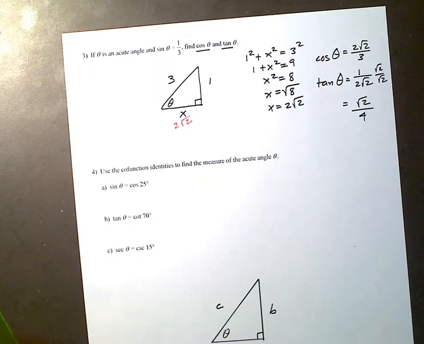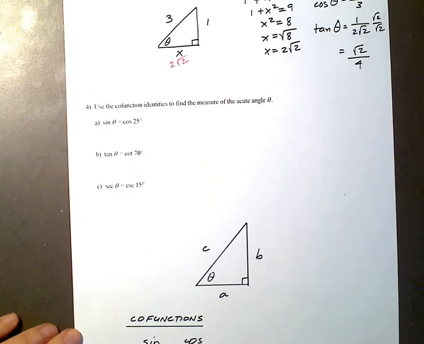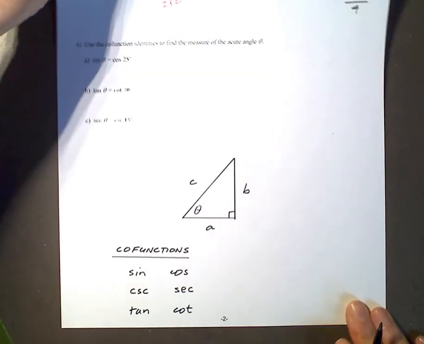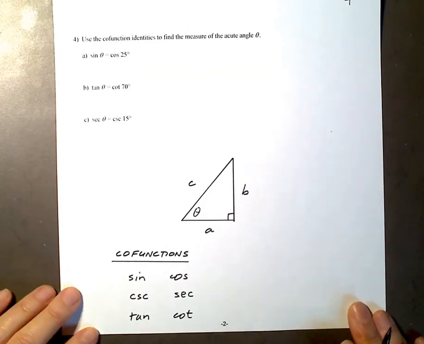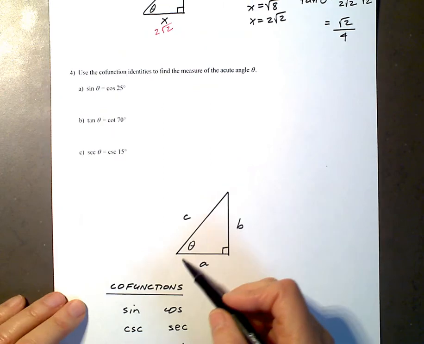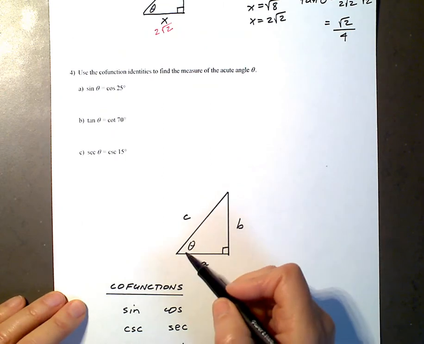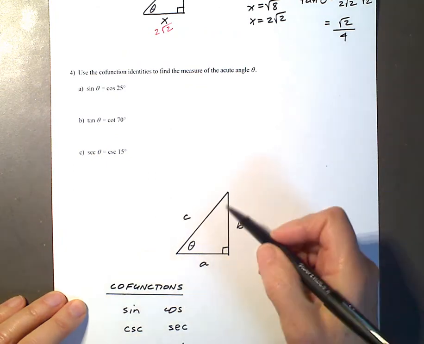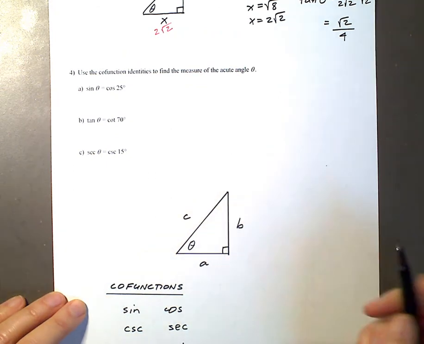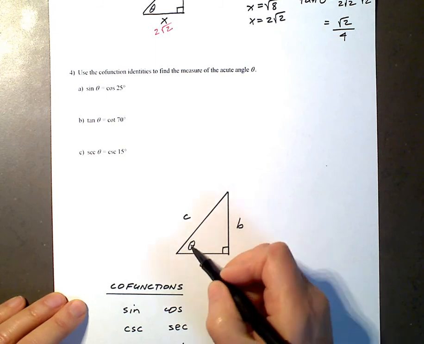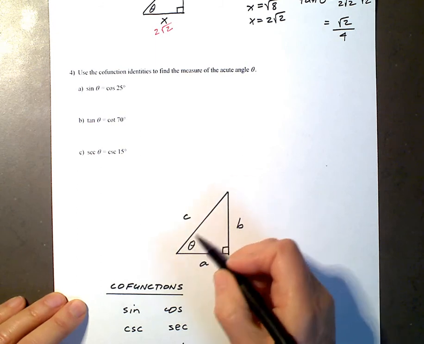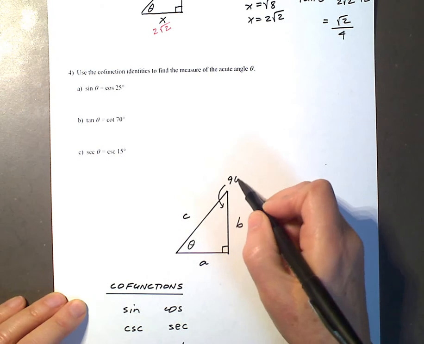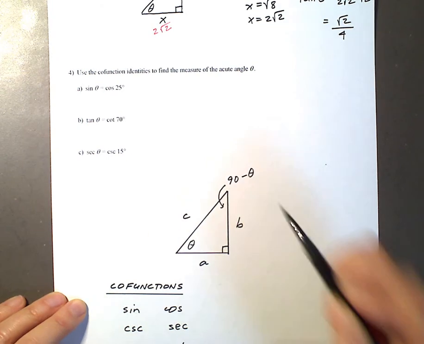Okay, next we're going to talk about cofunction identities. Cofunctions are functions that have a relationship such that, well, I'll show you down here. If I have a right triangle with an angle theta, side A, side B, and hypotenuse C, we know this is a 90-degree angle, so these two are complementary and have to add to 90. So this angle here has to be 90 minus theta.